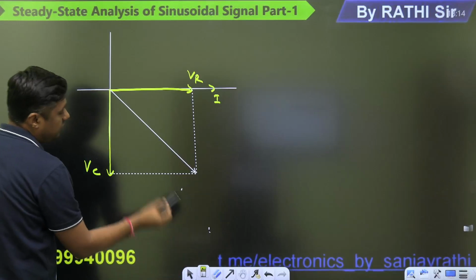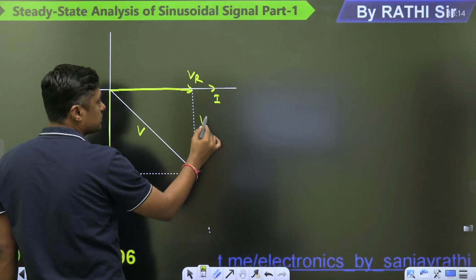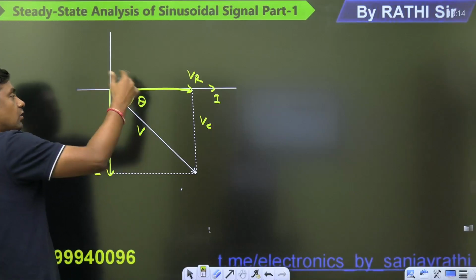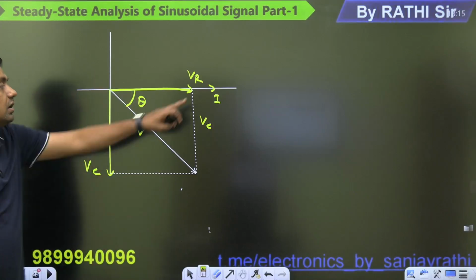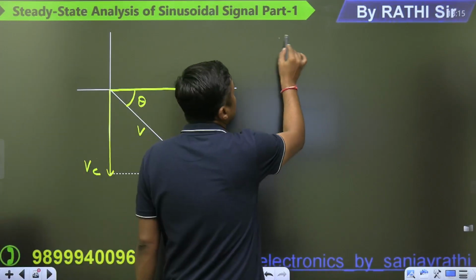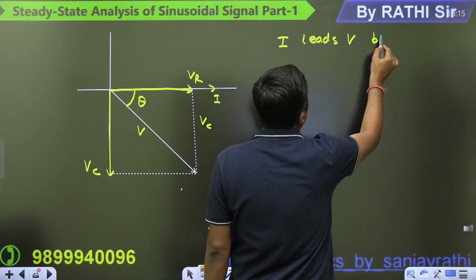This is the applied V or resultant V. So this is the VC, this is the VR. And that is the theta, guys. Negative angle, in a clockwise direction, it is negative. Current leads the voltage by theta degree. Current leads voltage by theta.